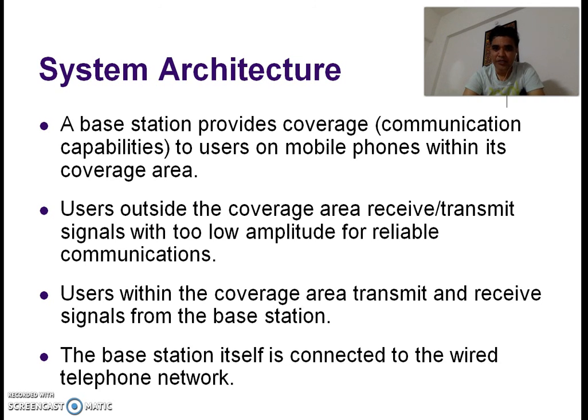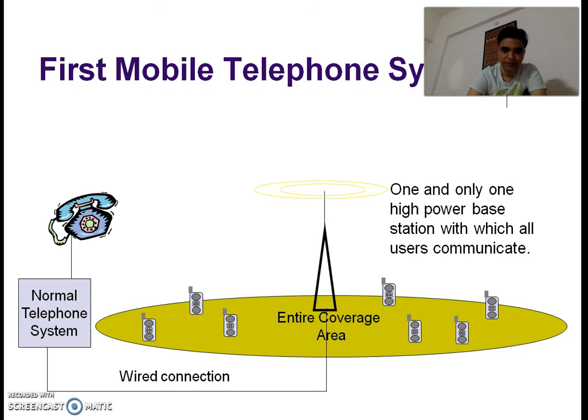Users outside the coverage area receive and transmit signals with too low amplitude for reliable communication. Users within the coverage area transmit and receive signals from the base station. The base station itself is connected to the wired telephone network. So from the base station to the mobile station, the communication is wireless. And from the base station to the BSC, MSC, to the PSTN, everything is wired.